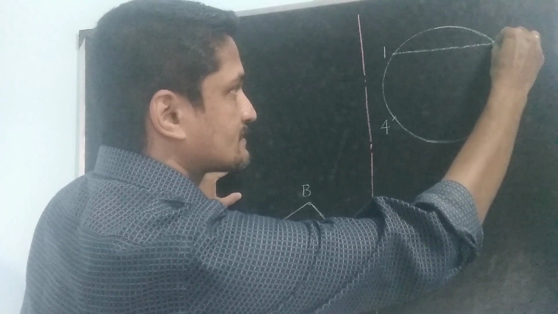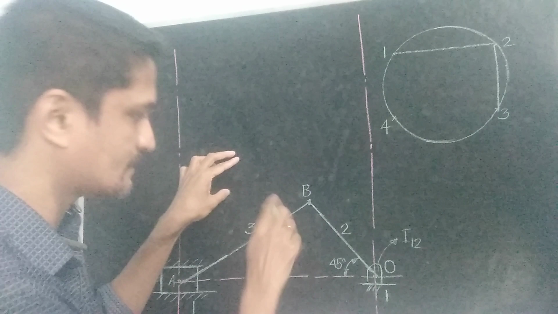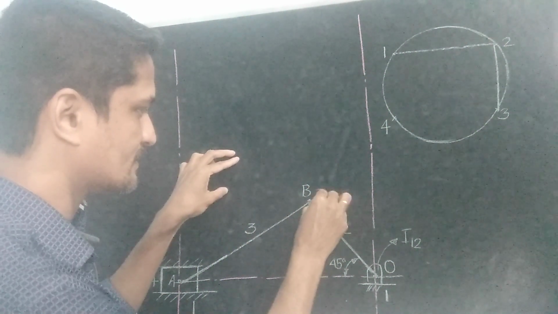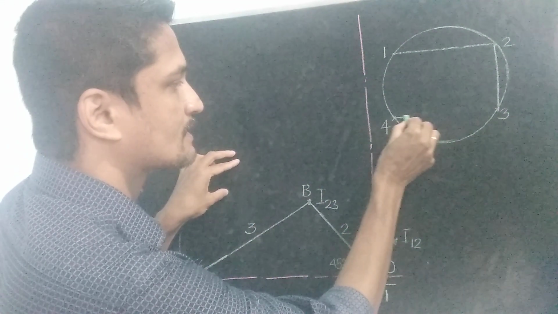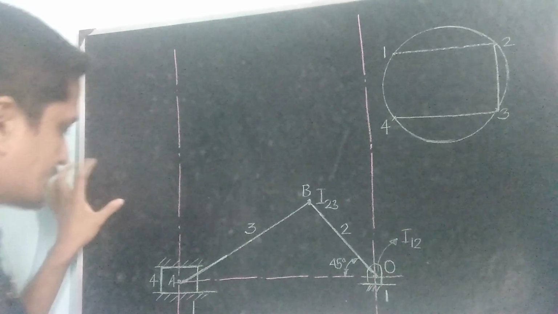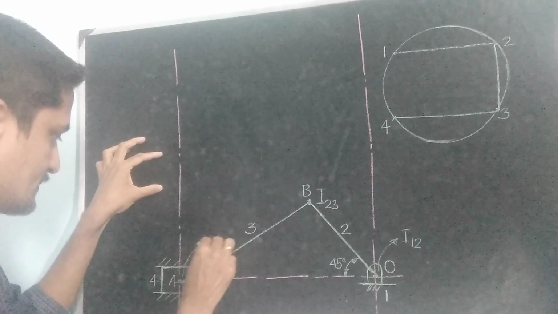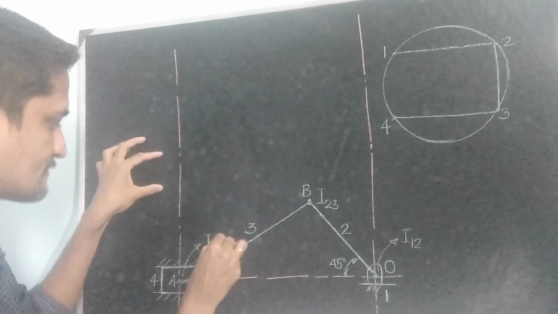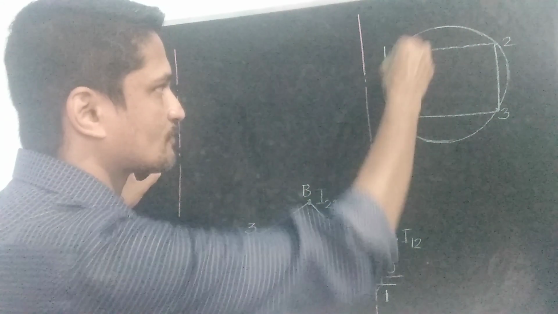Then the next instantaneous center is I23. We can easily find the instantaneous center at this point. Then that point is instantaneous center I23. Then we can mark the instantaneous center I34 at this pin joint. This pin joint is I34. And finally I14, instantaneous center 1, 4.